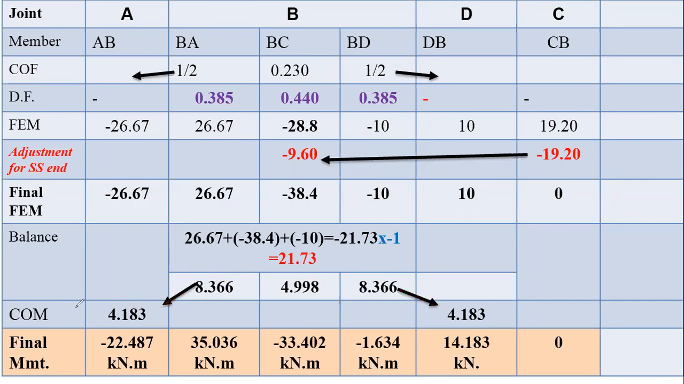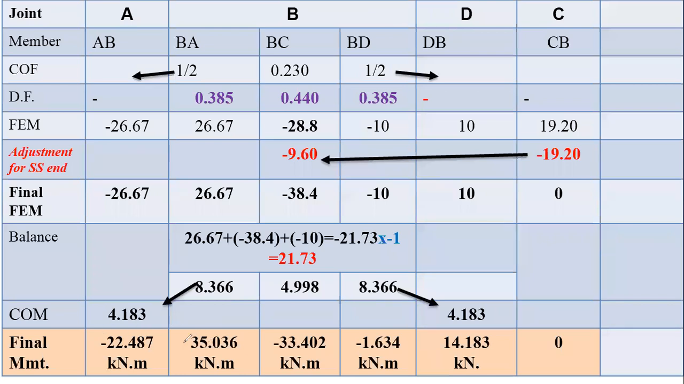Now in this carryover movement step, no movement is present at joint B. So that's why this is the last cycle. This is the last cycle. As we don't have any movement to balance further, or any further iteration, we don't have any movement at joint B. So this is the last step.